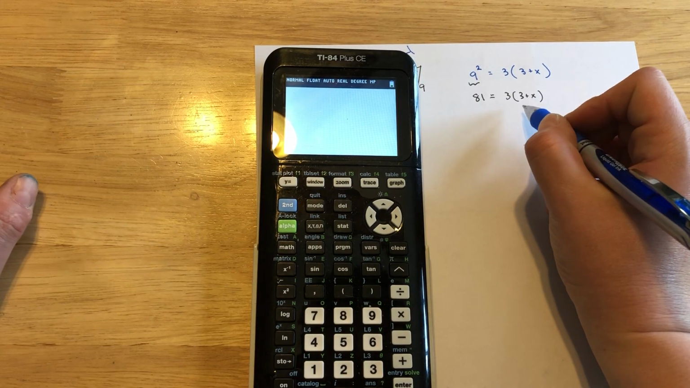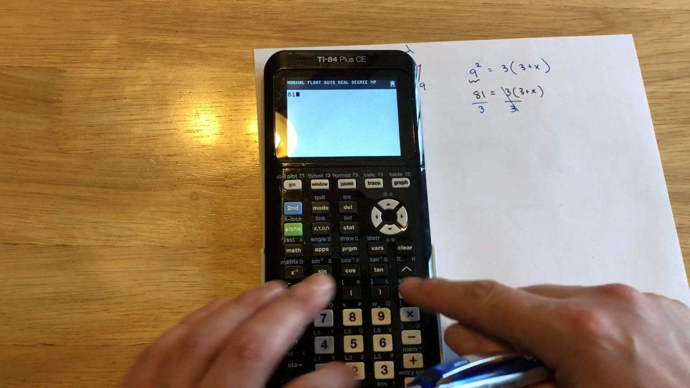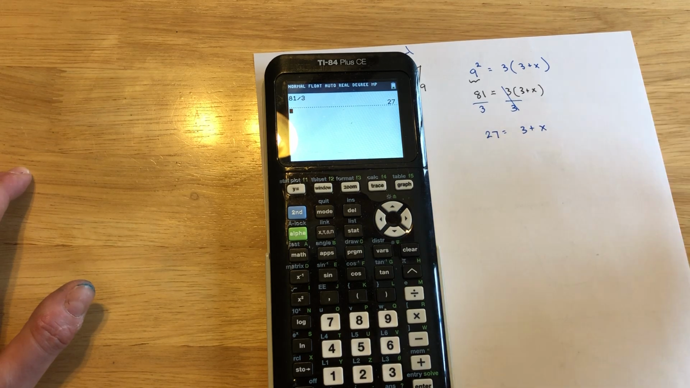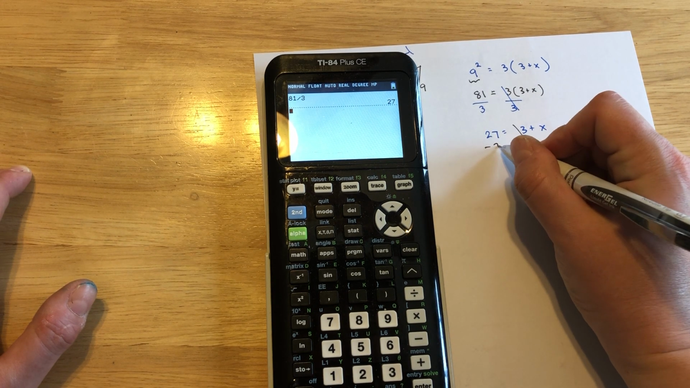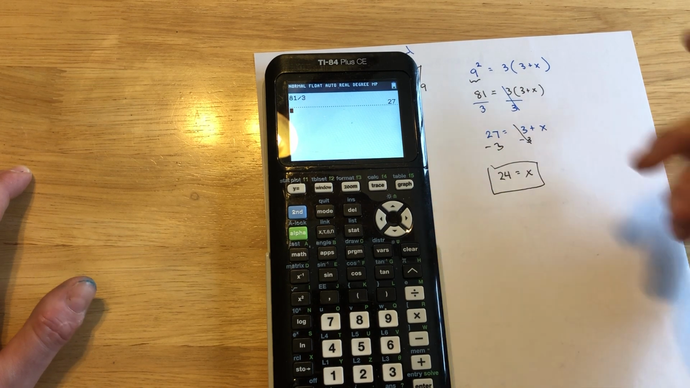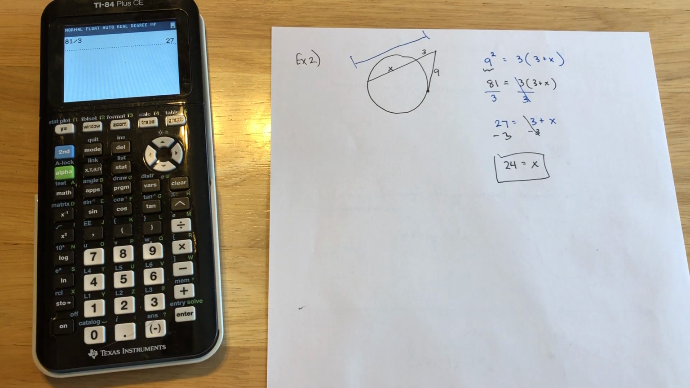And then for us to finish solving for x, we would start by dividing by 3 on both sides. 81 divided by 3 is 27, and that's equal to 3 plus x. To finish this off, subtract 3 from both sides. That tells me that x is equal to 24. And that would be our final answer for finding x in this weird secant tangent intersection scenario.